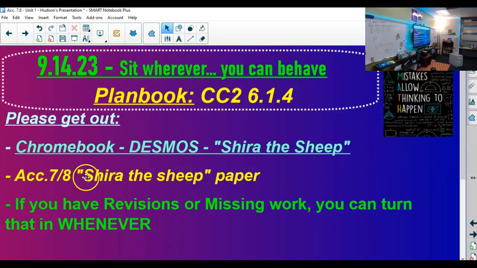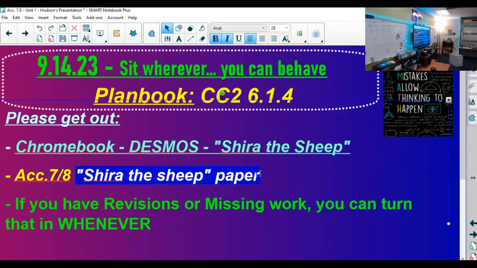Right, for those of you playing along at home, we are doing Shira the sheep. We also have a paper that goes along with it, but if you're looking for homework help, that is going to be CC2 6.1.4.